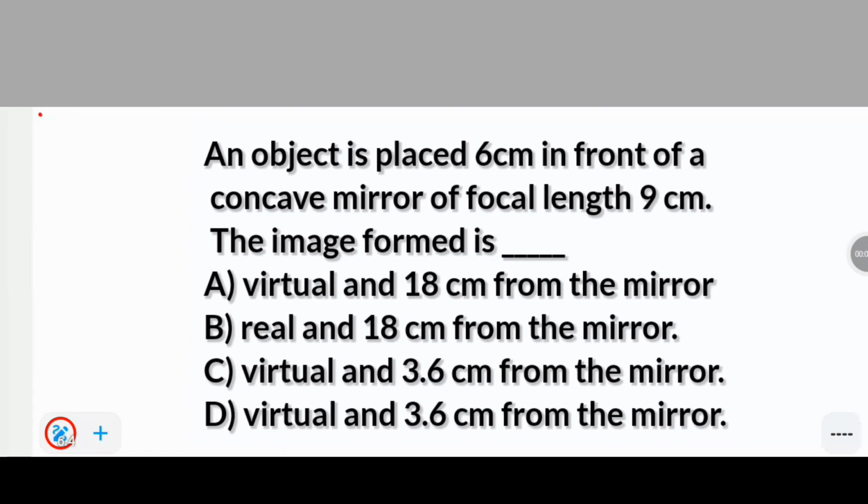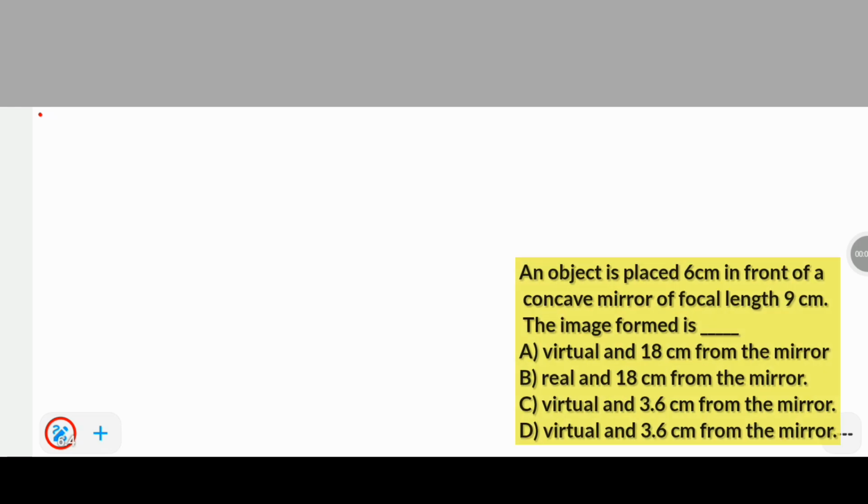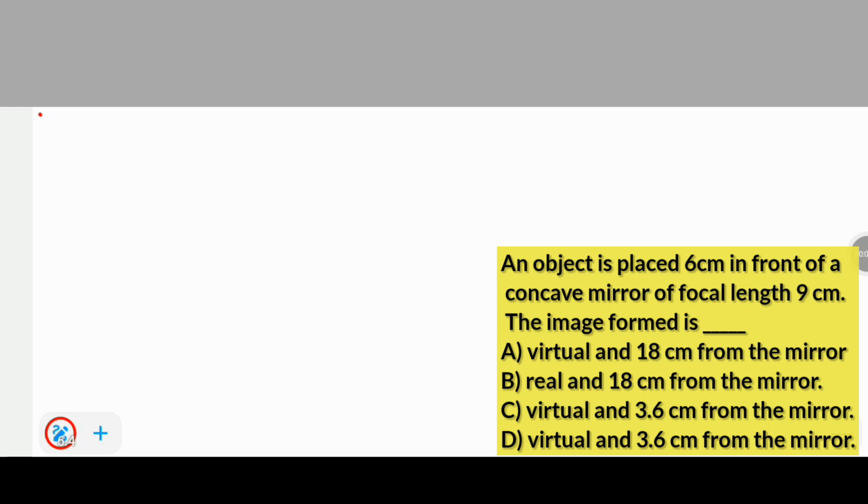For this next question, we are told that an object is placed 6 cm in front of a concave mirror of focal length 9 cm. The image formed is dash. Then give us some options there. So an object is placed 6 cm. Let's pick out the parameters first. An object is placed 6 cm in front of a concave mirror. The object distance, which is U, is equal to 6 cm.